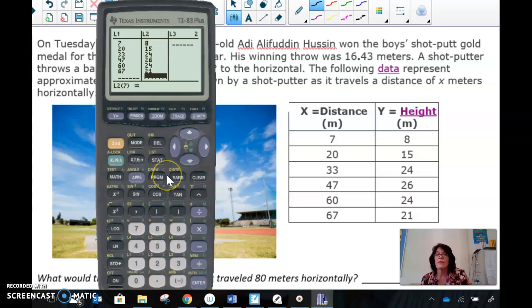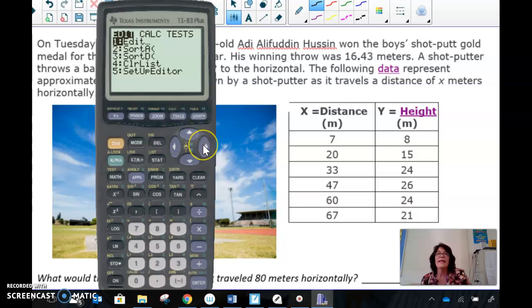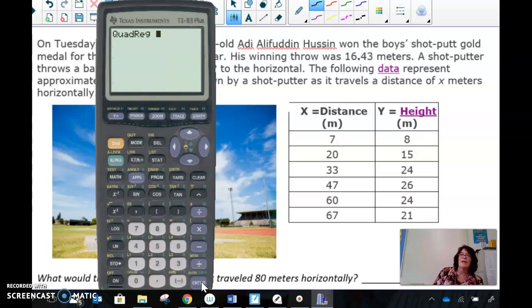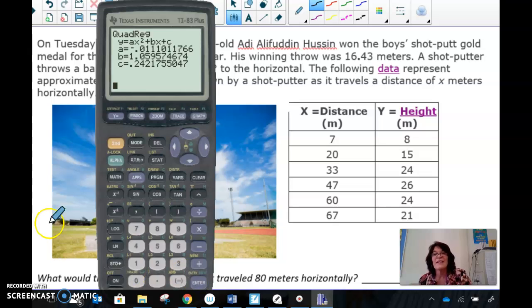All right, and then what I'm going to do is go to Stat again. And this time I want to calculate the quadratic equation that goes with this. So that's down here where it says quadratic regression. There's linear regression, which is y equals mx plus b, but we're doing a quadratic regression. We would like to find the quadratic equation that matches that. Yes. We hit enter, and look what it gives us.